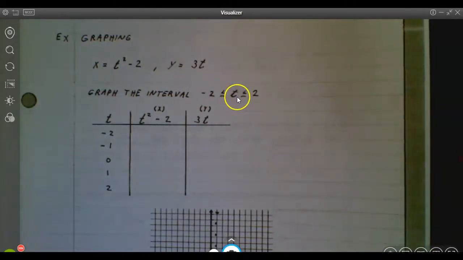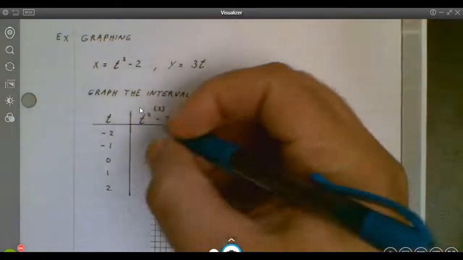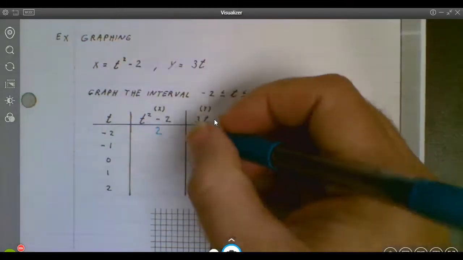So here's just a simple interval for time. It's saying that time is from -2 to +2, inclusive. And so we're going to see what this graph would look like as I plug in this function of time into two different functions. So when I plug in -2 for the horizontal component, it's going to be affected this way. So -2 squared, which is 4, minus 2 is 2. So that tells me where we are in the horizontal component at -2. In the vertical component, when I plug in my -2 for time, I get -6.